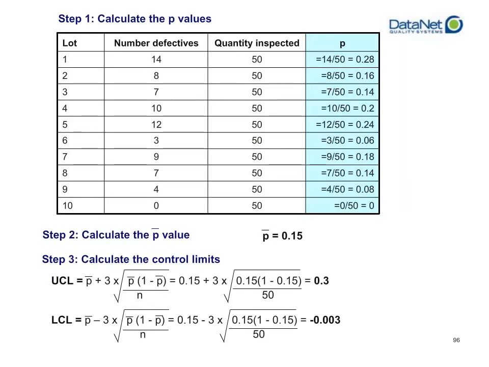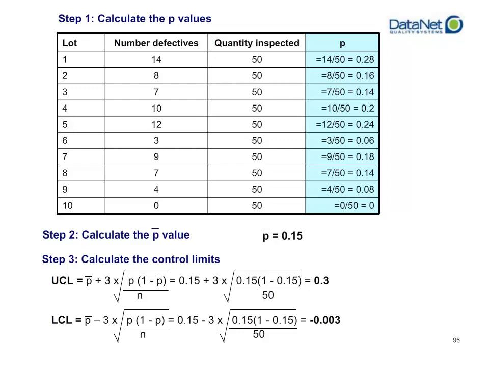All right, now that we have our data, step one, we need to calculate the p-values. Again, what are the p-values? P stands for percentage. For the first lot, the number of defects is 14 out of 50, giving us about 28%. The next one is 8 out of 50, which gives us about 16%. We're going to keep doing this for each one of the lots.